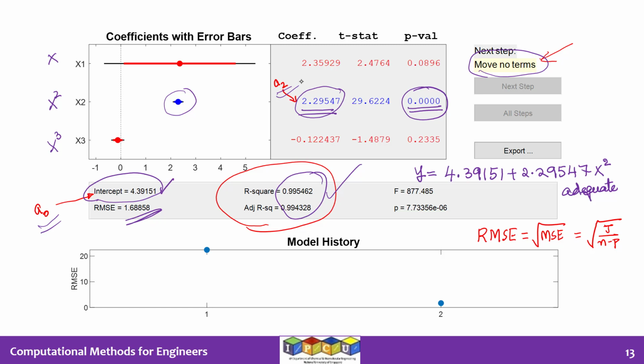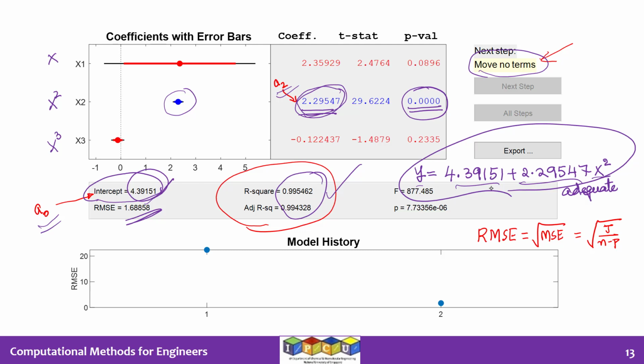What this tool tells us is this A1x1, that is A1x, and A3x3, which is A3x cube, those terms are not fit to be included in the model. If you include them, they are coming in only for a free ride. They are not going to contribute anything to the predictability of Y. So using all these kinds of things, we can say that the best model or an adequate model for this data is Y is equal to A naught, which is 4.39151, plus 2.29547 X2, and X2 is X squared. So this is the model we come up with for that data set.